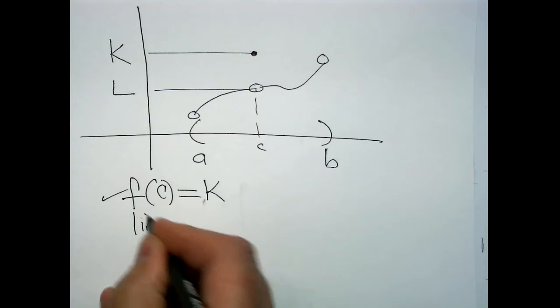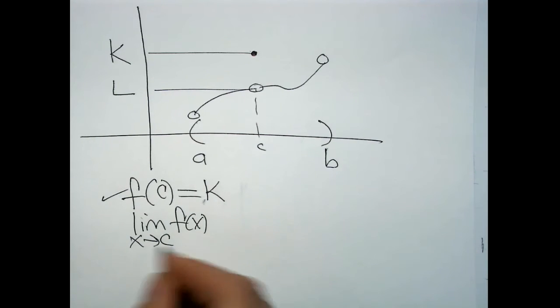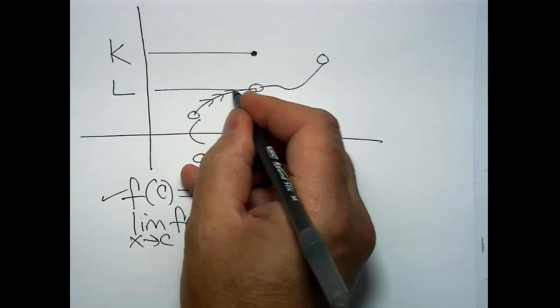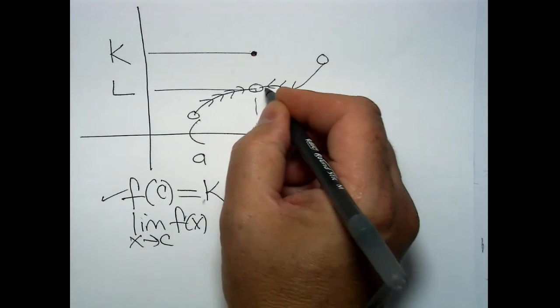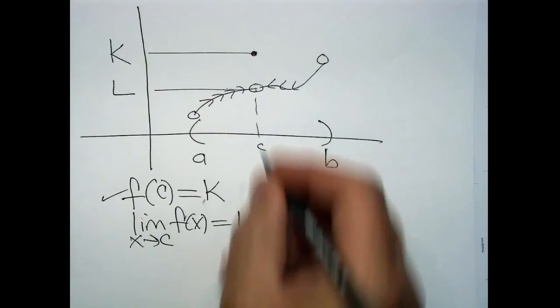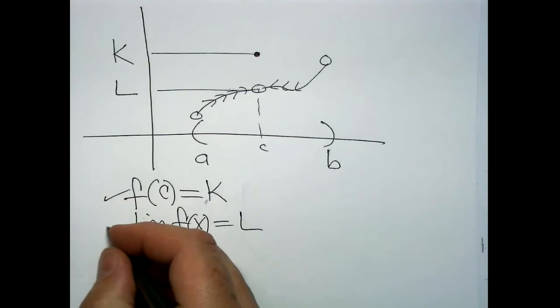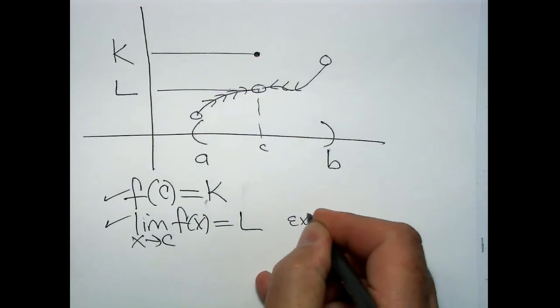Does the limit exist at x equals c? As x approaches c, we come at the road from the left side, and we come at it from the right side. We're all in agreement. We were headed to L when it jumped up to k. We don't care where it is up there. We just care where we were headed. So yes, the limit exists.